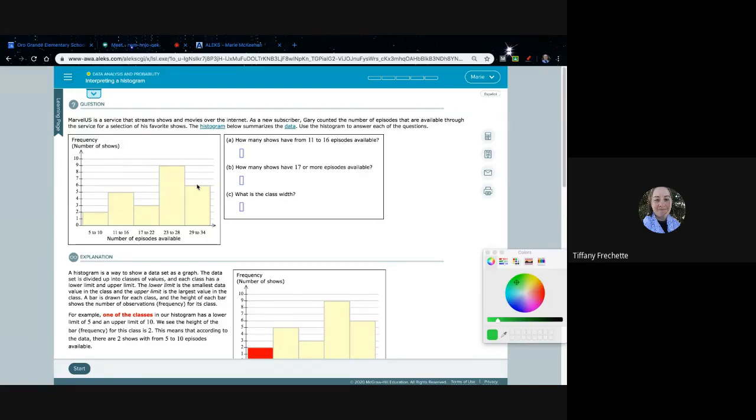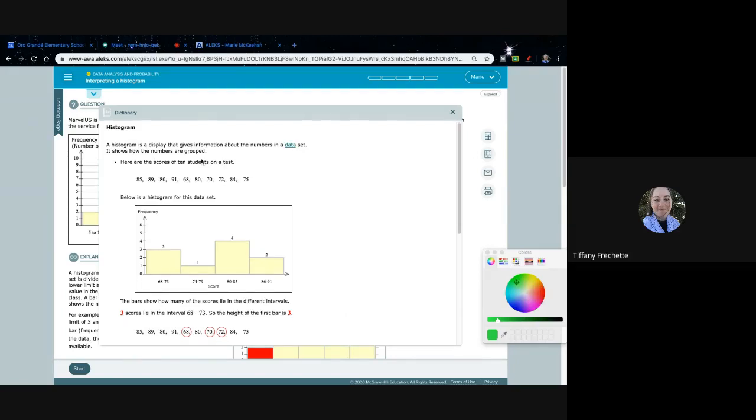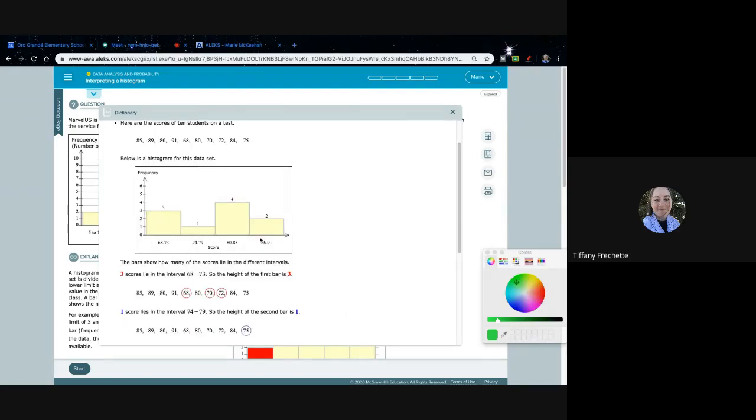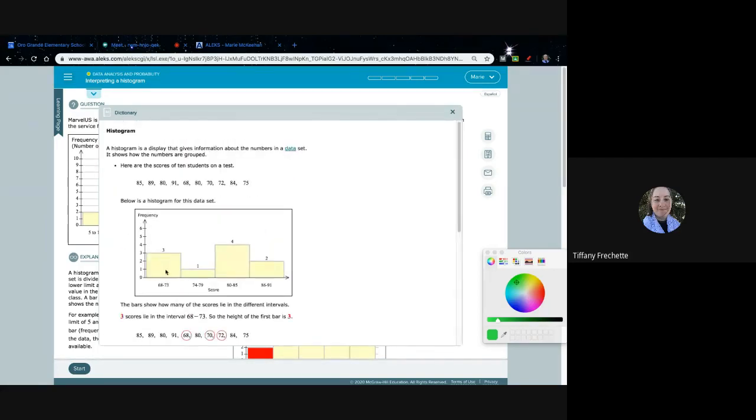Interpreting a histogram. All right, so histograms look like bar graphs. They're a little different as far as what is included in them. So if you don't know what a histogram is, we can click on it here. A histogram is a display that gives information about numbers in a data set. It shows how the numbers are grouped. So it shows a grouping of numbers. And for a histogram, usually we butt the bars right up to each other, so there are no spaces or anything like that. But it's basically just another type of bar graph.